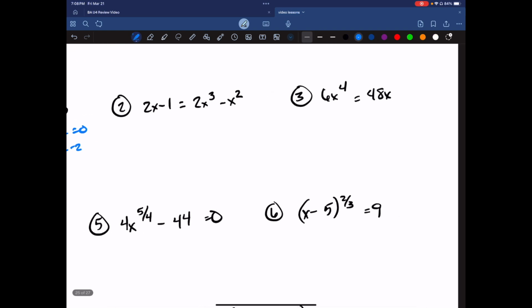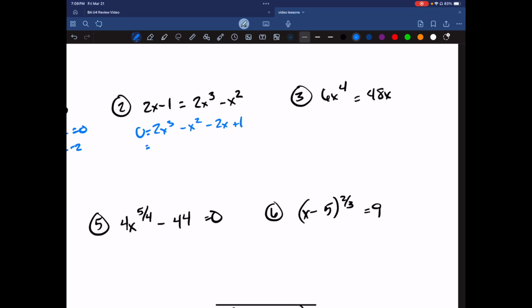Okay, on number 2, we want to get everything to the same side. So when you do that, I'm going to get 2x cubed minus x squared minus 2x plus 1 equals 0. Let me put the equals over here. I moved everything to the right. You just need to move it to one side, left or right. I usually try to keep my first term positive. So now I have 4 terms.